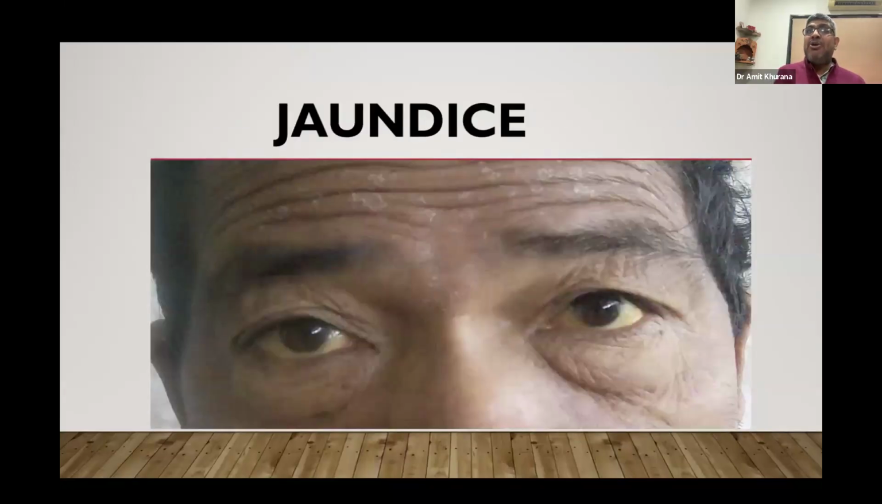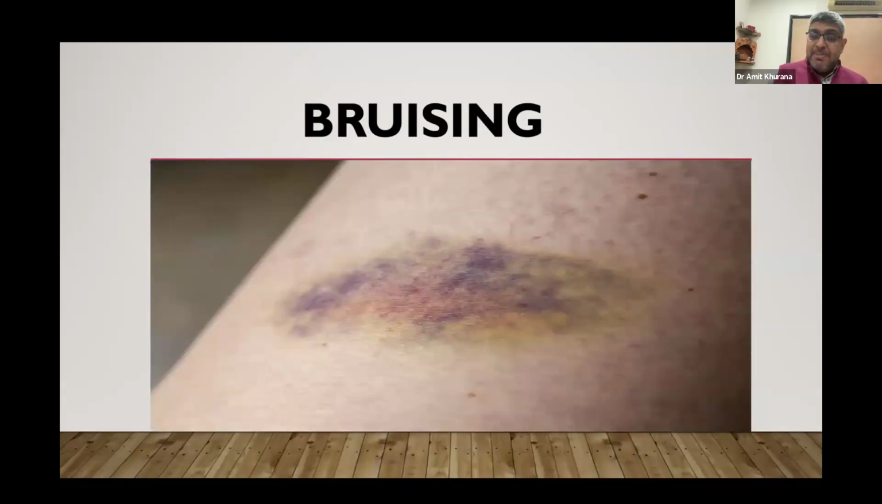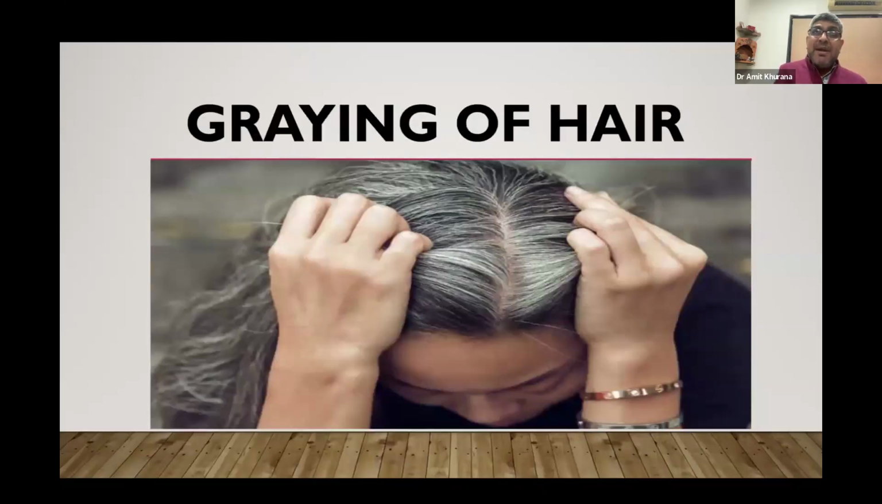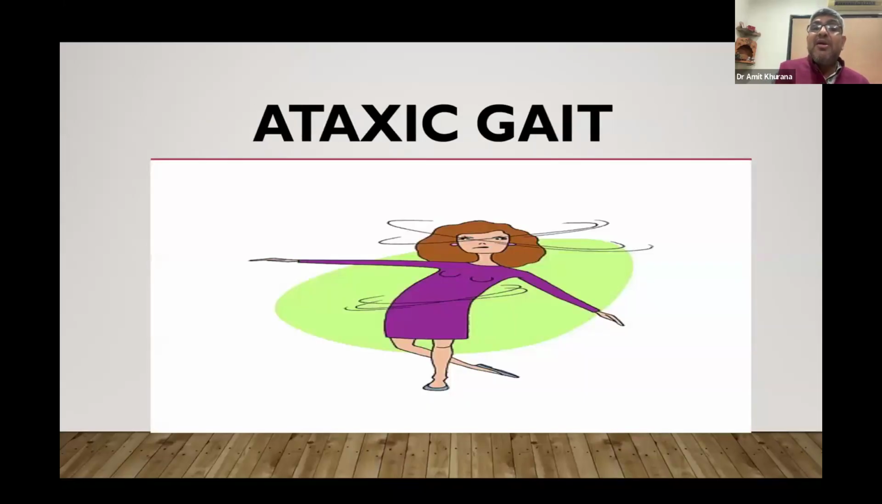Patients can have indirect hyperbilirubinemia leading to jaundice. Patients can have bruising because of platelet dysfunction in B12 deficiency. Patients have premature graying of hair, and my graying of hair started about 10 years back, but I don't have B12 deficiency. Premature graying of hair is a feature of B12 deficiency.